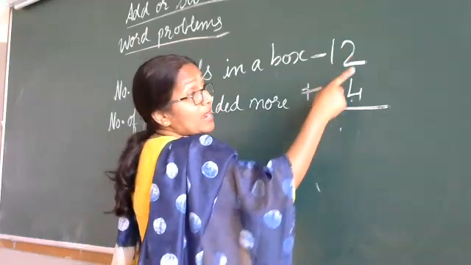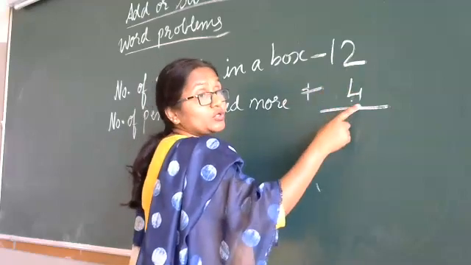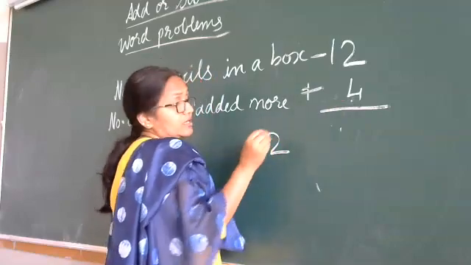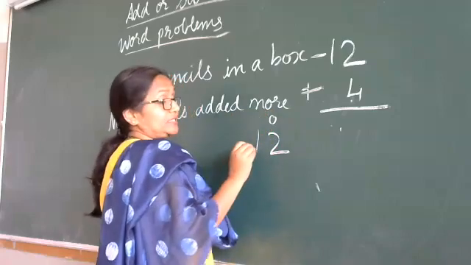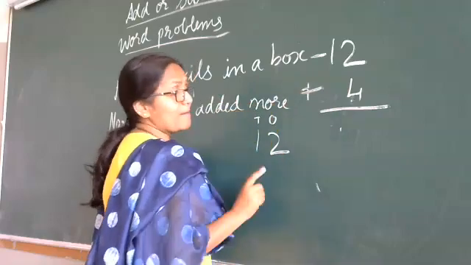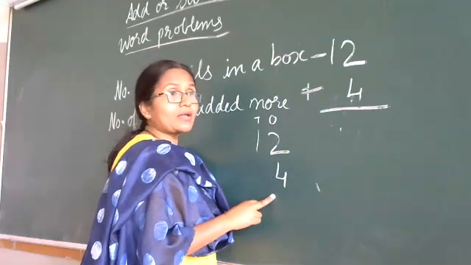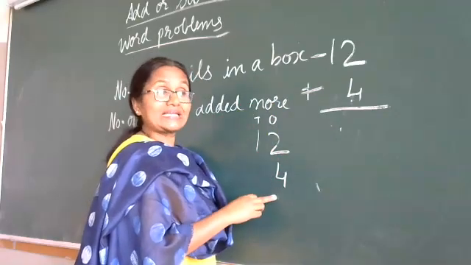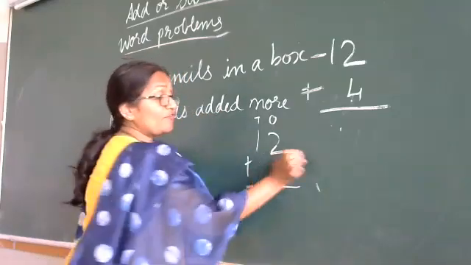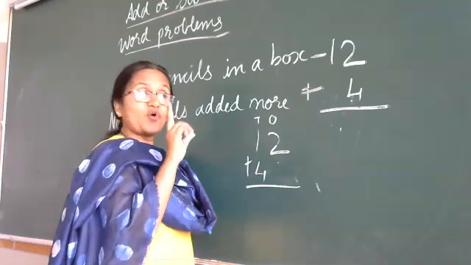So it should come below 2. If you write, see here, 2 is in the 1's place, 1 is in the 10's place. So 4 is only 1 number, so you have to write it below 2, because the place value of 4 is in 1's. Then your addition becomes correct. If you write 4 below 1, your sum is wrong.